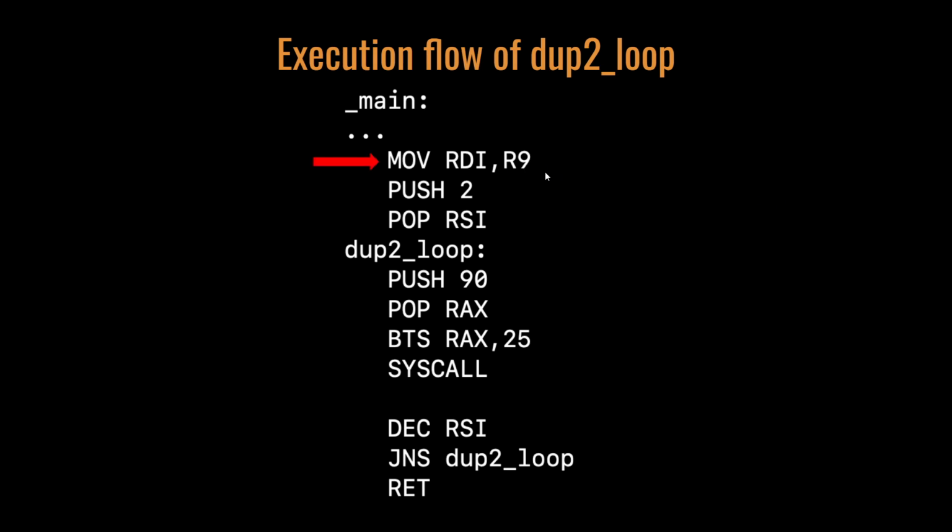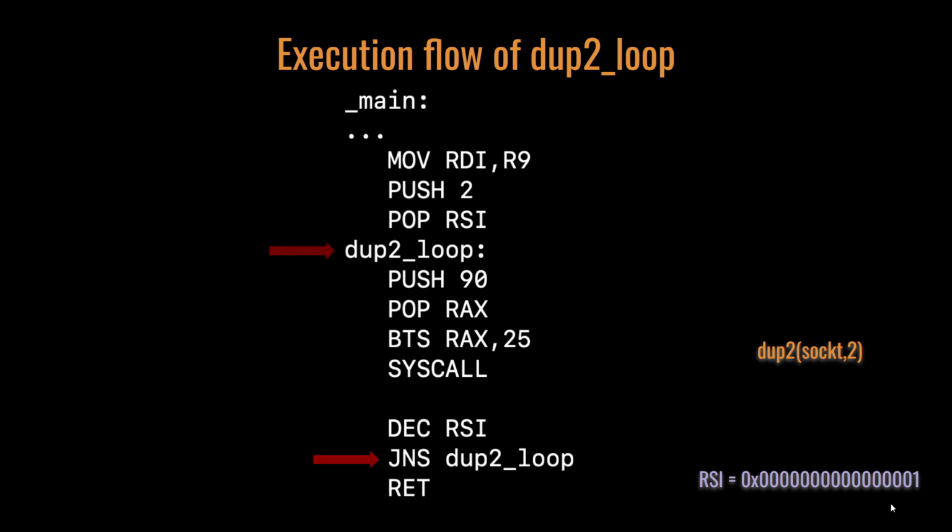First is the mov rdi, r9, and then it is popped into RSI. RSI becomes the following. Then the syscall is invoked, which invokes the following function. And then RSI is decremented, it becomes 1. Then it checks whether RSI is greater than or equal to 0, and it is, so it jumps back to the top of the dup2 loop. It performs the syscall again, it becomes dup2 socket 1. It decrements again, becoming 0. It performs the check again, and it will jump back again.